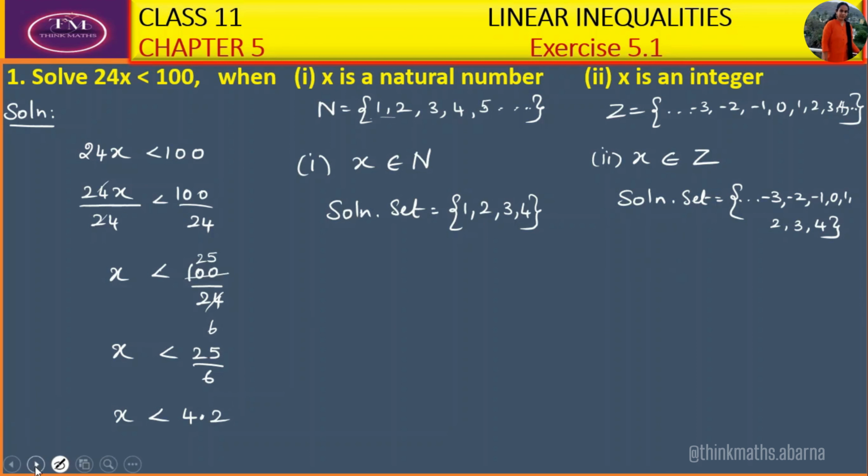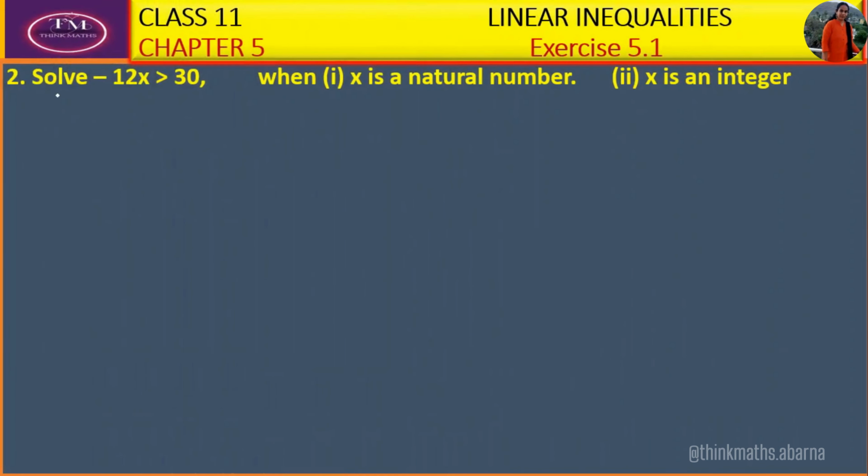Clear? So moving on to the second problem. Solve minus 12x greater than 30. Here also we have two parts, when x is a natural number and x is an integer. First let us find out the solution for minus 12x greater than 30. So what we have to do, we have to divide by minus 12 to remove this. So when you divide or multiply by a negative number, this inequality will be reversed.